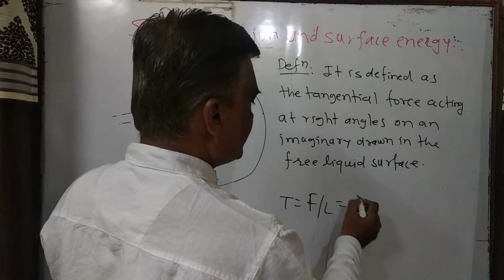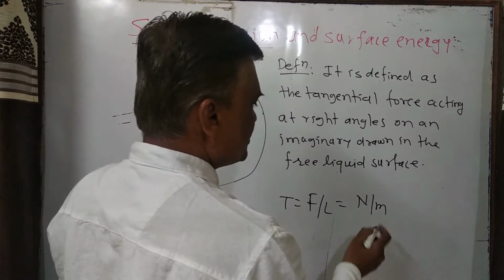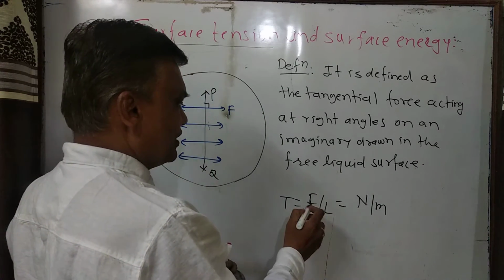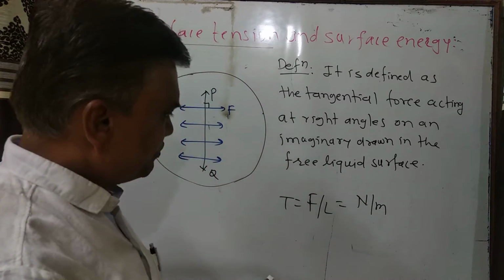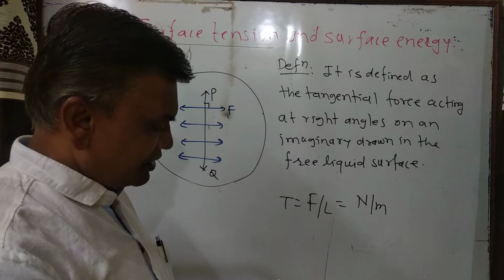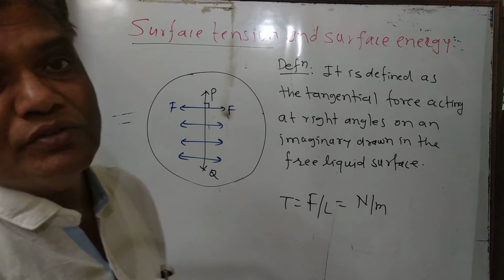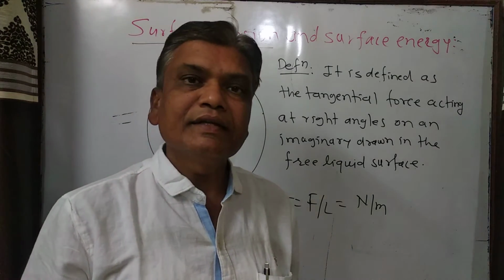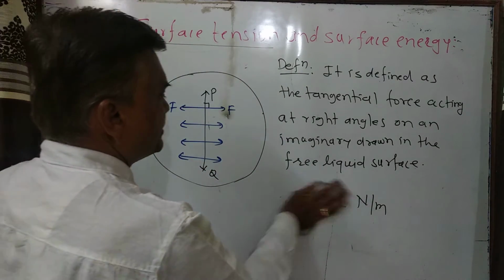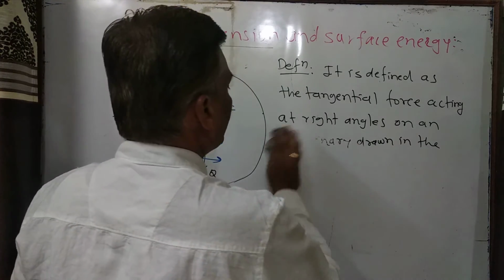Therefore, its unit is Newton per meter. This is the unit. This is the formula. T equals F by L, or equals Newton per meter. That is the unit of surface tension. So this is all about surface tension. Clear? This is surface tension. Now, we see next.